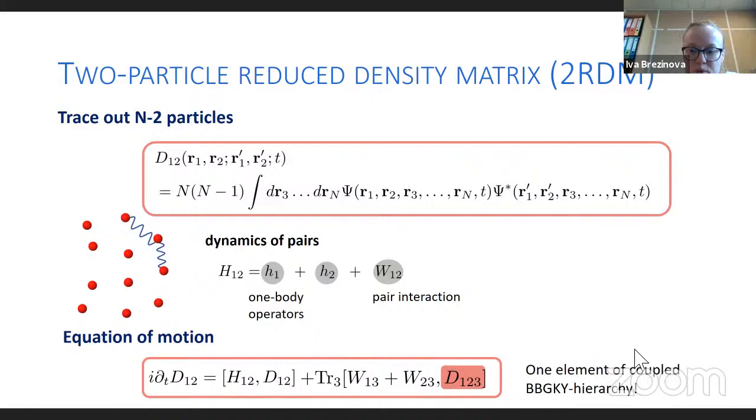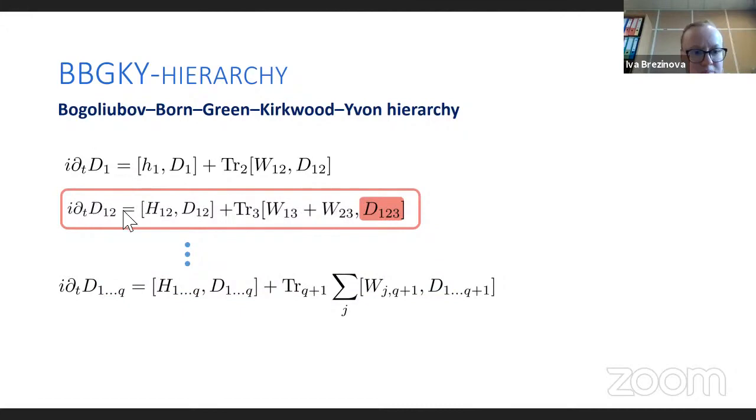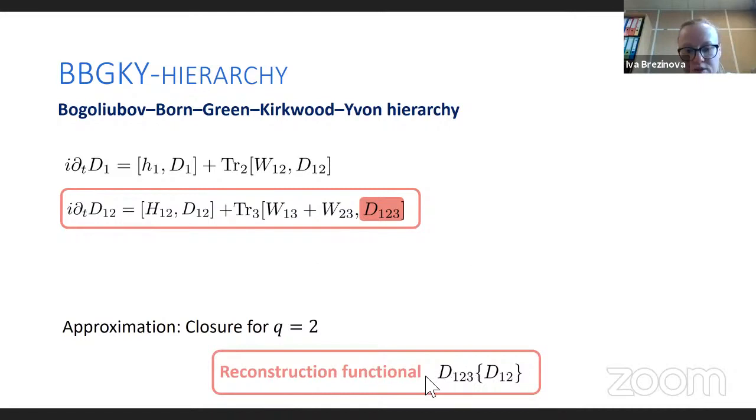This equation of motion is one element of the so-called Bogoliubov-Born-Green-Kirkwood-Yvon hierarchy. This is a coupled hierarchy. So the first element describes the dynamics of the one-particle reduced density matrix. The second element is the one we want to consider now, and so on and so forth. And it's only closed for Q, the number of particles that you consider, equal to N because it is coupled. So if we want to restrict ourselves just to the second element, we have to somehow approximate the three-particle reduced density matrix by a closure. And the rest of the talk will be how to do exactly that. So to find a suitable reconstruction functional of the three-particle reduced density matrix, and then plugging that in is what the time-dependent two-particle reduced density matrix theory will be about.